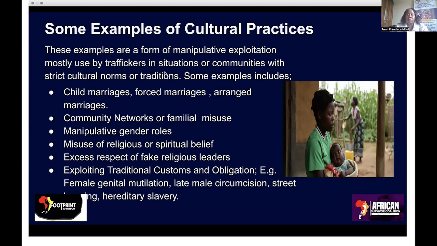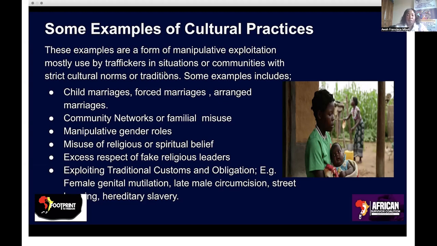Some communities look at women as a lower being, attributed just to the kitchen and childbearing, which is not good. It's very exploitative and limits a young girl to fight for her future. We have misuse of religious or spiritual belief. This most often is in a community where people believe that there are certain spiritual beliefs that must be tied to that culture, but at the end of it, it is very exploitative, and those people coordinating that always use it for their own gains, thereby exploiting those involved.